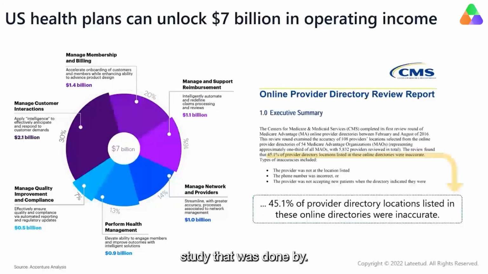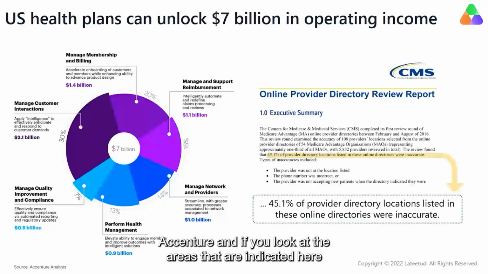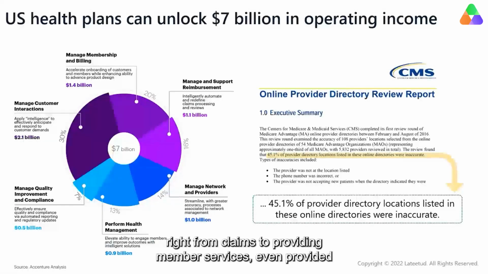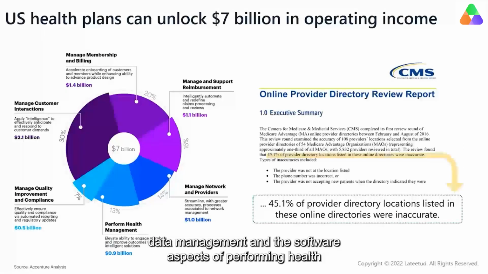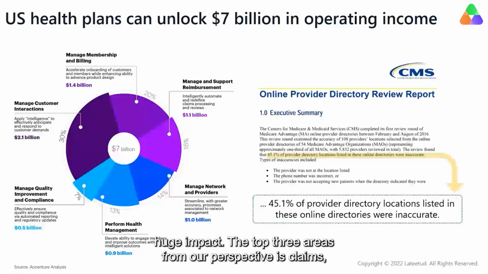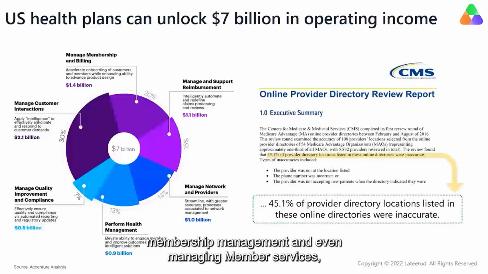This was a study that was done by Accenture. And if you look at the areas that are indicated here, right from claims to providing member services, even provider data management, and the software aspects of performing health management, there are areas where automation can have huge impact. The top 3 areas from our perspective are claims, membership management, and even managing member services, managing customer interactions.